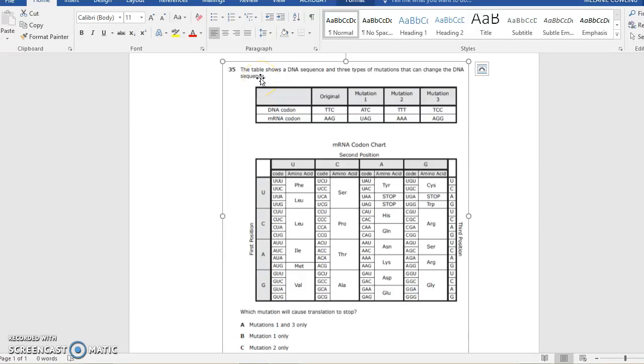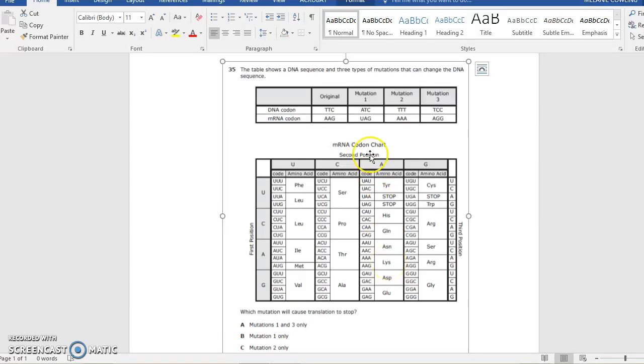So question 35 reads, the table shows a DNA sequence and 3 types of mutations that can change the DNA sequence. So we have the DNA codons here, we have the mRNA codons here. Here's the original, AAG. Just out of curiosity, what is that going to code for? A, A, and G, so it should be lysine. That's what it originally would code for, so you might want to highlight that. Okay, go ahead and highlight lysine.